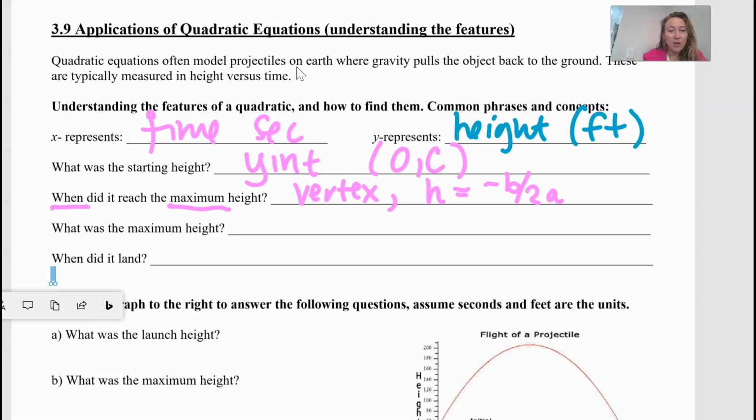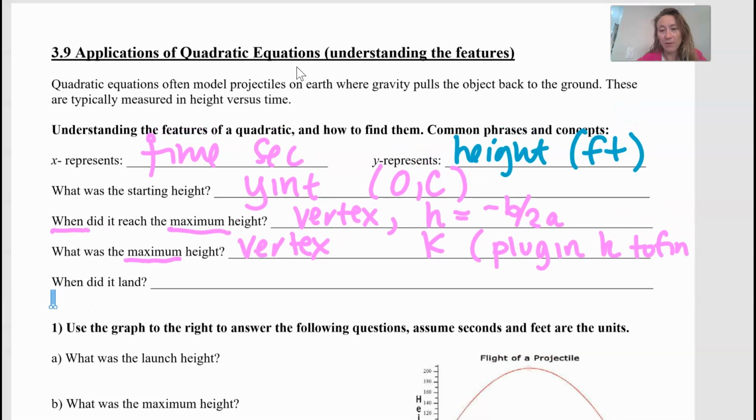Another common question that they'll ask about the path of a projectile is, what was the maximum height? So again, I see this keyword maximum, and I think vertex. And they say, what was the maximum height? So we want to answer that in feet. And so this is the y value of the vertex, or the k. And we get the k by plugging in h to find k.